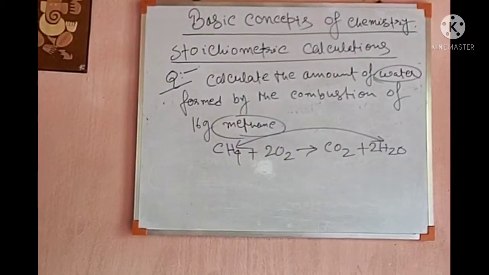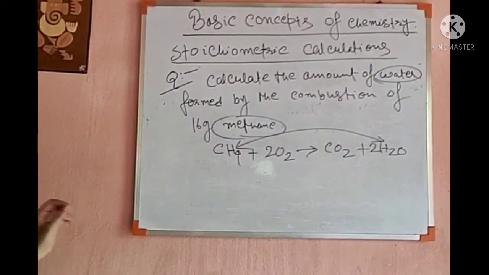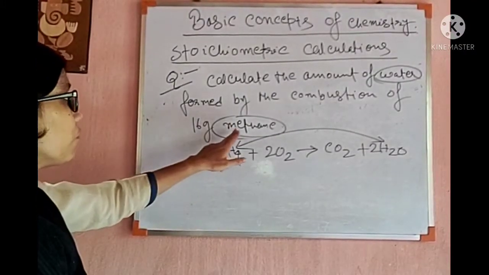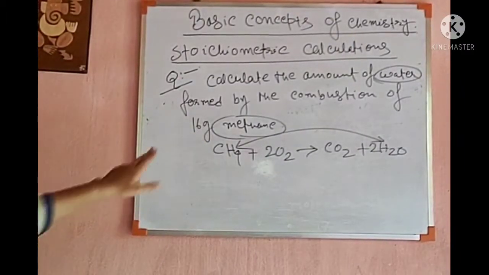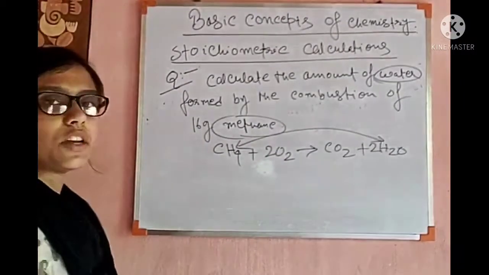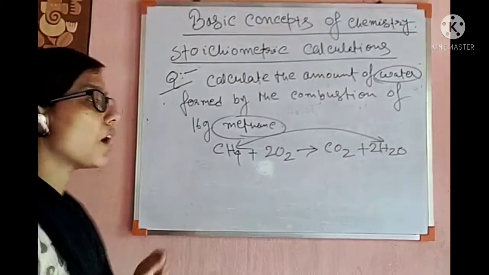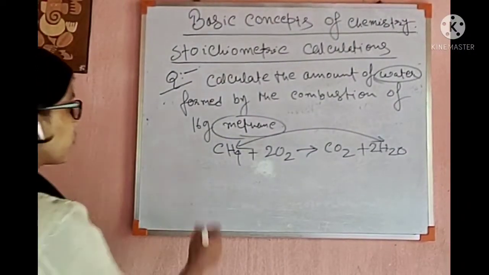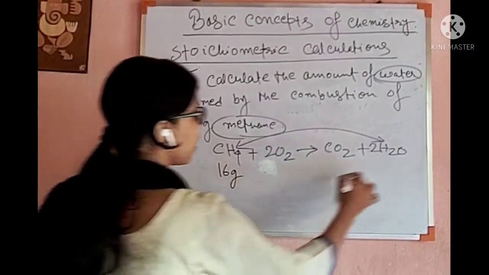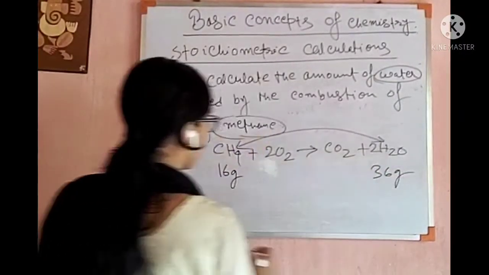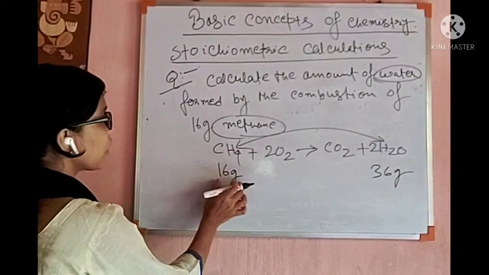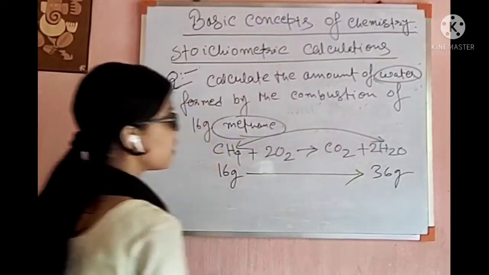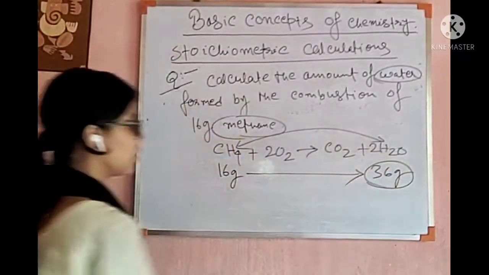That is the first step. The second is to see which of the four methods you will apply. See here, the amount of methane is given in grams. If it is given in terms of mass, that means you will apply the fourth method, with respect to mass. So just find the molecular mass: 16 gram and this is 36 gram. That means from this balanced chemical equation, 16 gram of methane gives 36 gram of water, and this is the answer.